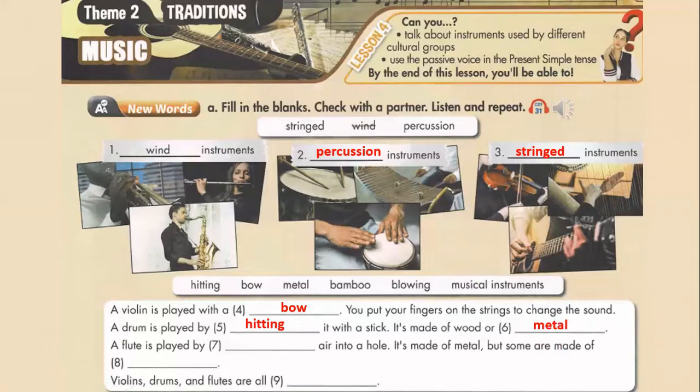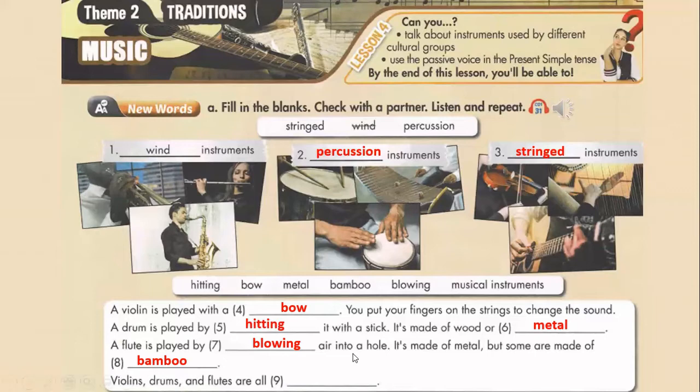Next, we have number seven, a flute is played by blowing air into a hole. So this is a flute here. As we can see, a girl is blowing air into a hole to be able to make a sound. It's made of metal, but sometimes they are made of bamboo. We can see here in the picture that the girl is using a flute that is made of metal, but sometimes a flute is made of bamboo.